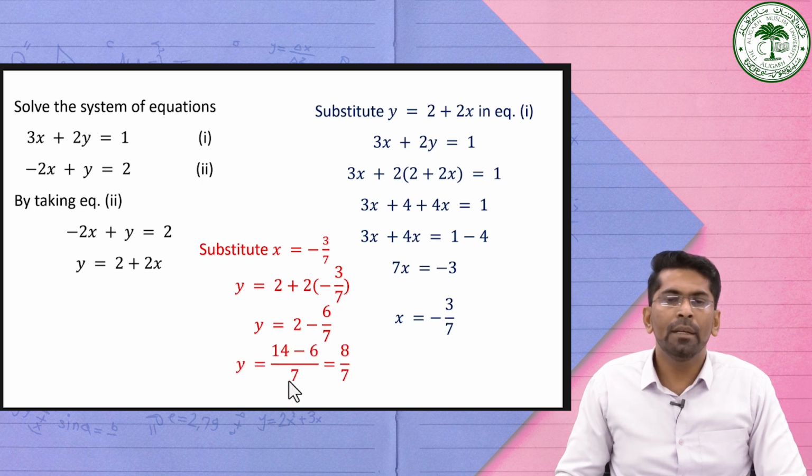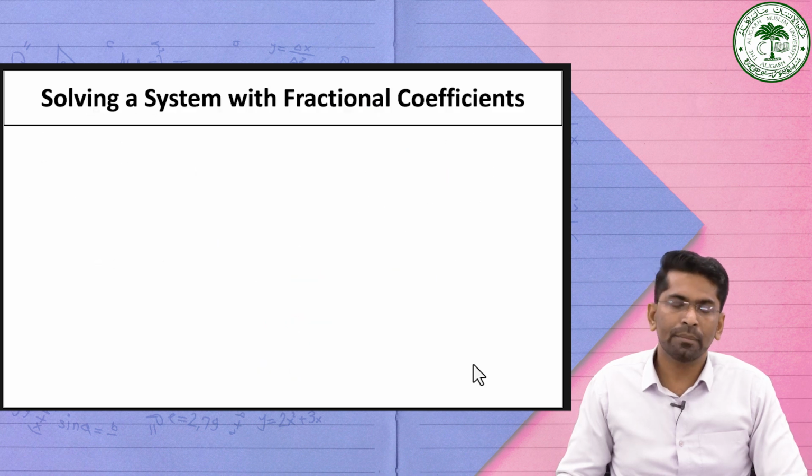Now if you solve it, taking the common denominator, here we multiply the 2 by 7 and divide by 7. So it will become 14 minus 6 divided by 7, which is 8 by 7. So the value of y is equal to 8 by 7, and the value of x is equal to minus 3 by 7. So this is the direct substitution method.